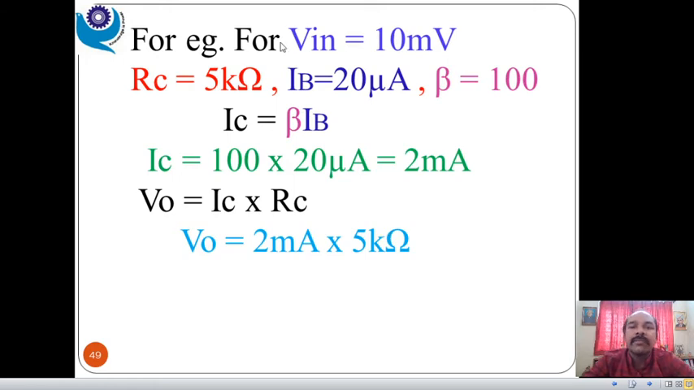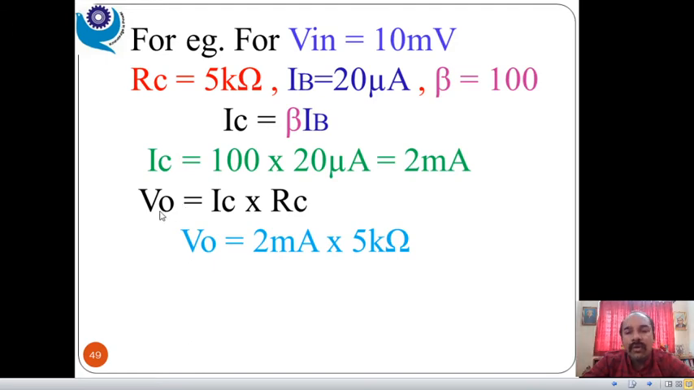For example, when the input voltage is 10 millivolt, and we select RC equal to 5 kilo ohms and IB equal to 20 microamperes, due to the input voltage some base current flows, for which we have taken the example of 20 microamperes. The typical value of beta is 100; the range of beta is around 20 to 500. IC is equal to beta times IB, that we know. So IC is 100 multiplied by 20 microamperes, which gives 2 milliamperes.